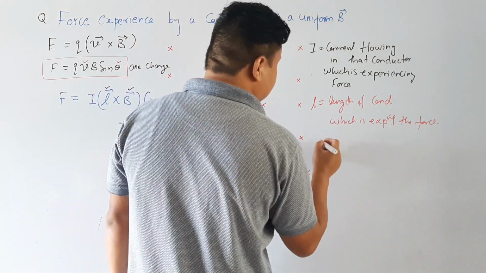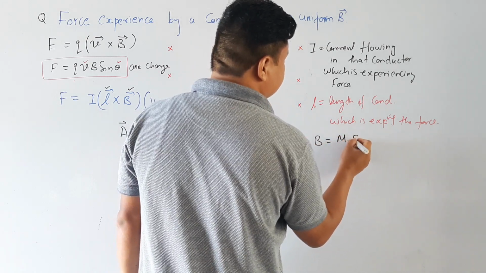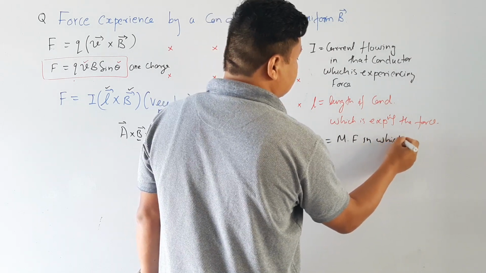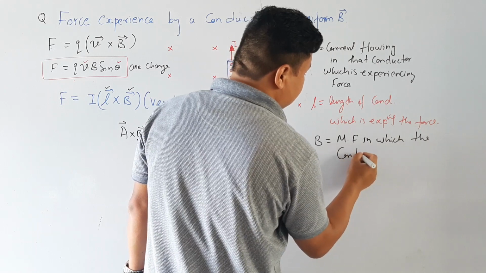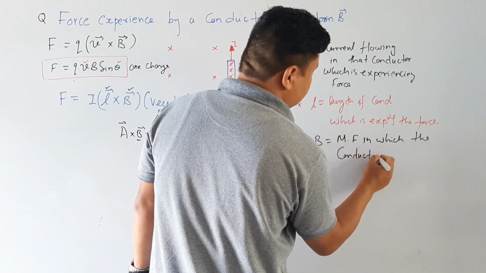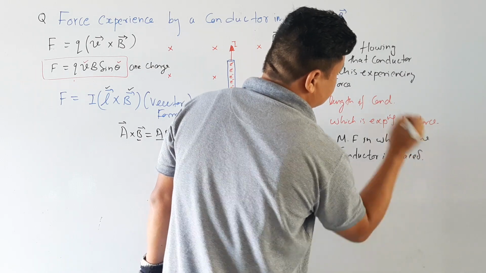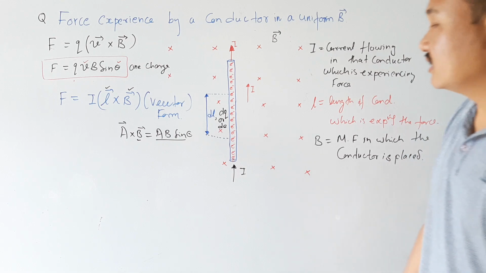So if that is done, what is B? B is the magnetic field in which the conductor is placed. Okay, so B is the magnetic field in which this conductor is placed.